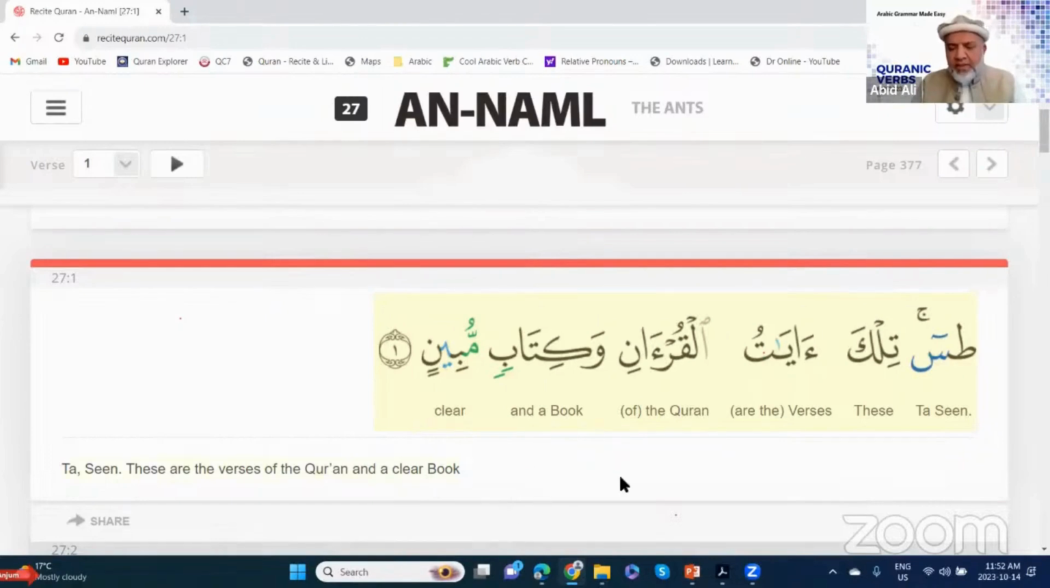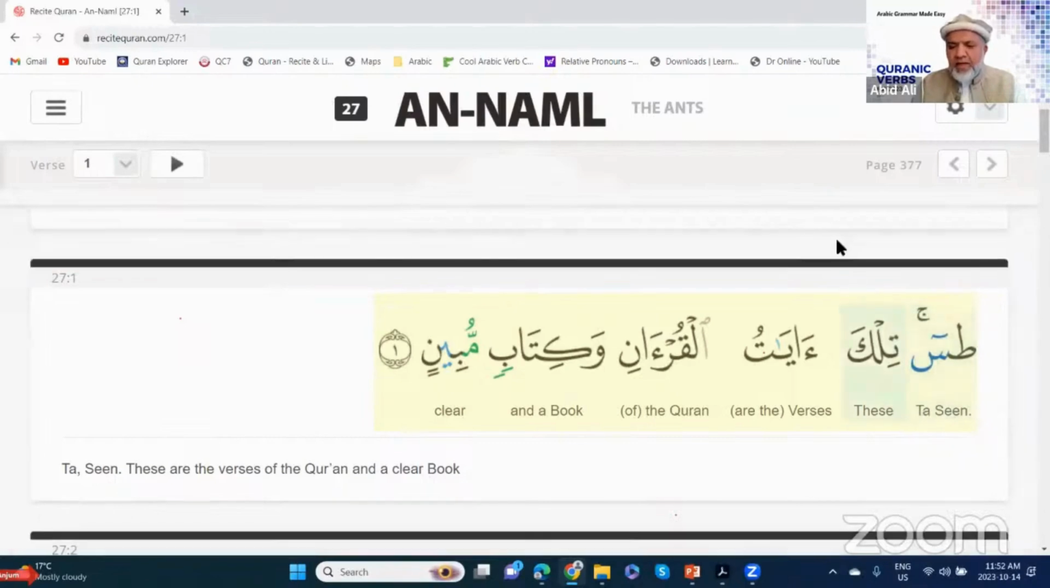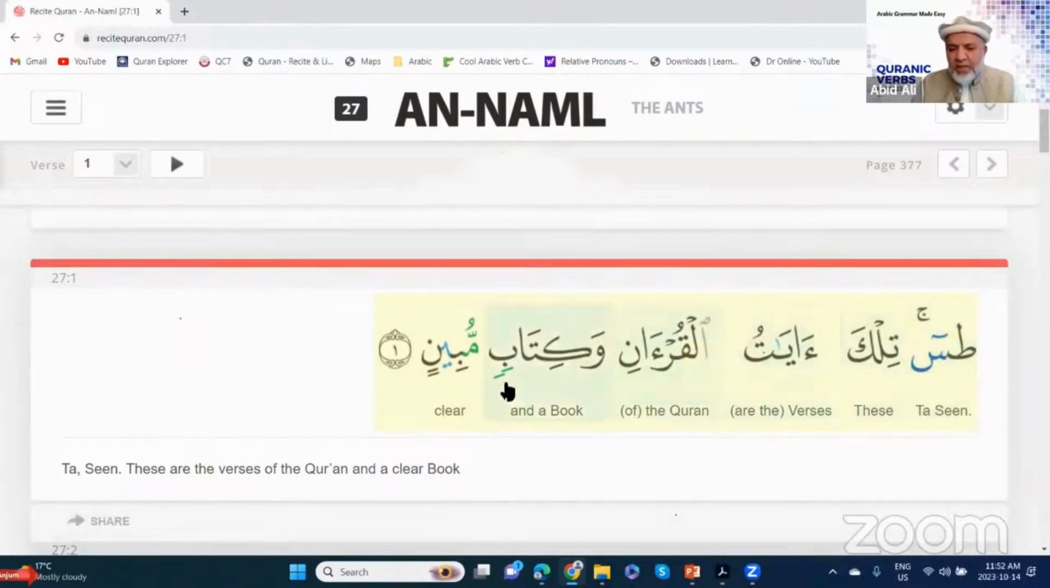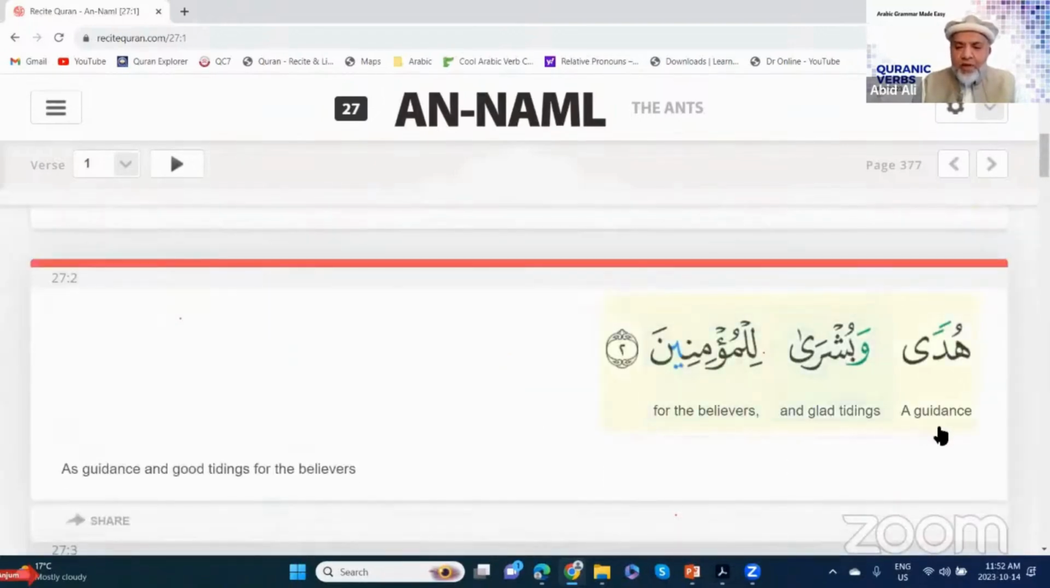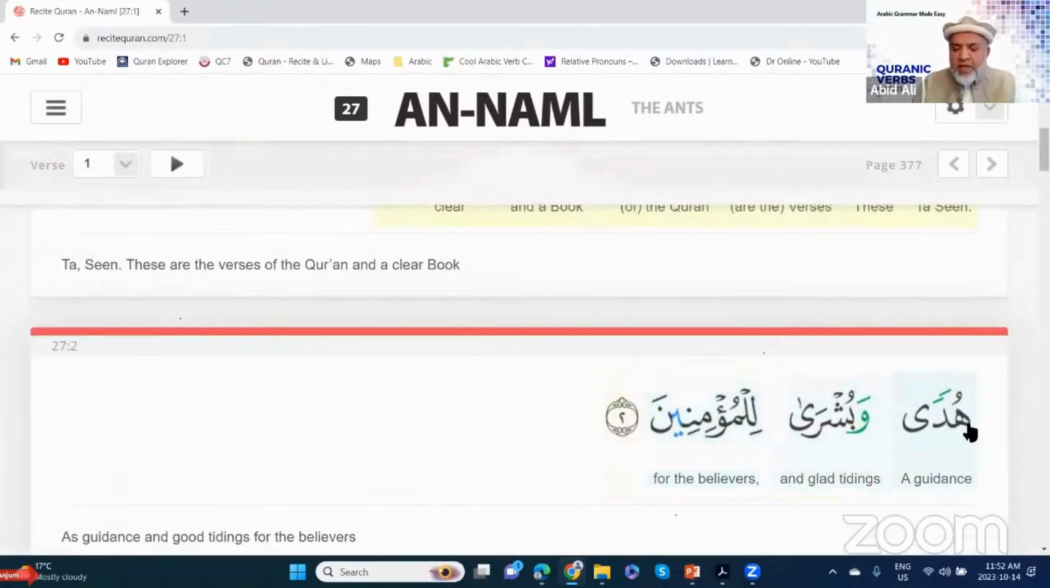So Ta, Sin, these are the huruf al-muqattaat, and we don't know their meaning. Tilka ayatul Qur'ani wa kitabim mubin. These are the verses of the Quran and a clear book. These are the ayahs from the Quran, and the Quran is a very clear book. And what does this book have for the mu'mineen? Hudan wa bushra lil mu'mineen. There is guidance and glad tidings for the believers.